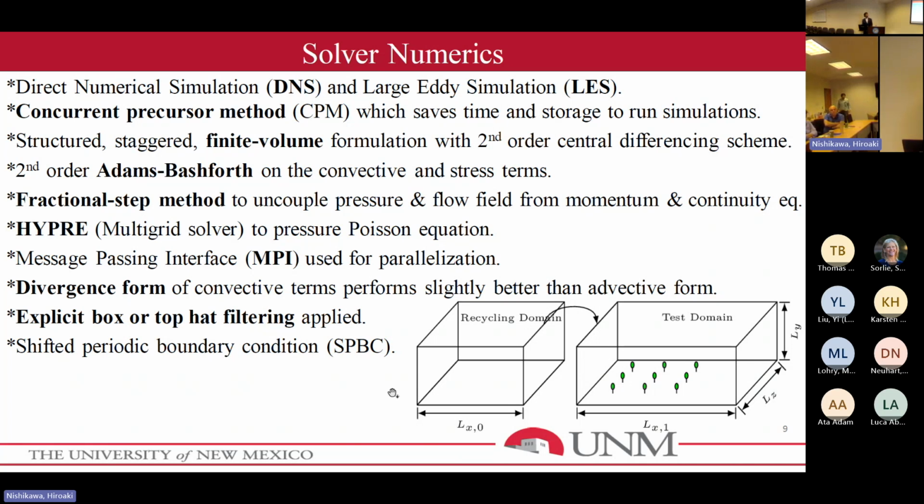And this solver has another feature called shifted periodic boundary conditions, which reduces the runtime of the turbulence simulation. Because if you run a turbulence simulation, it takes a lot of time to get a statistically uniform flow, but still you will have some large streak structure. So to get a uniform structure, you can use this boundary condition, but it has some limitations also.